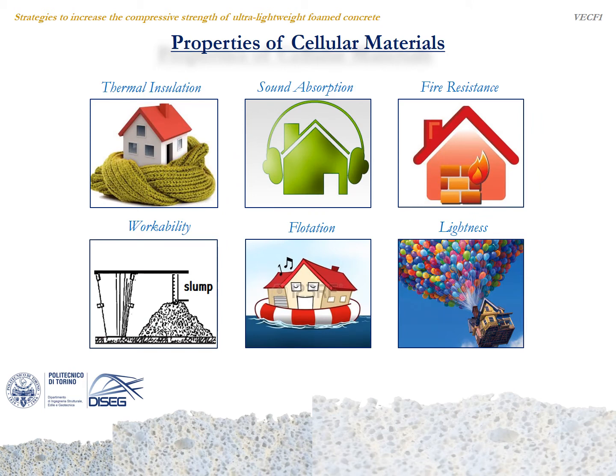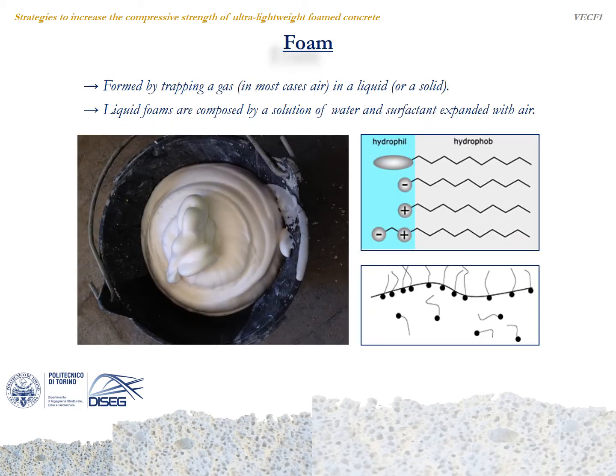The peculiar characteristics of foamed concrete elements are those common to all cellular systems: thermal insulation, especially when low densities are employed, sound absorption, good resistance against fire, flotation, obviously for density lower than 1000 kg per cubic meter, but above all, lightness. Therefore, foam is the ingredient that characterizes these cementitious materials and is formed by trapping pockets of a gas, in most cases air, in a liquid, in order to obtain liquid foams, or in a solid, so as to obtain solid foams.